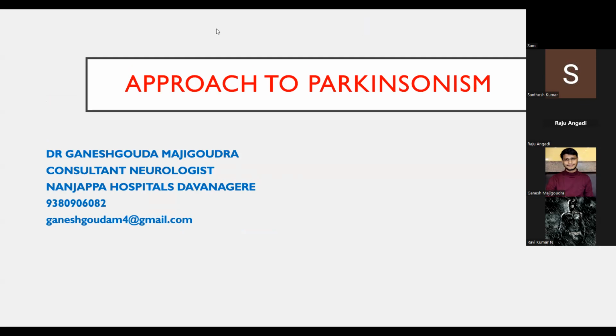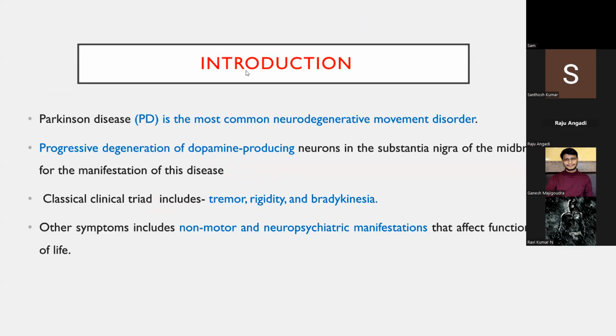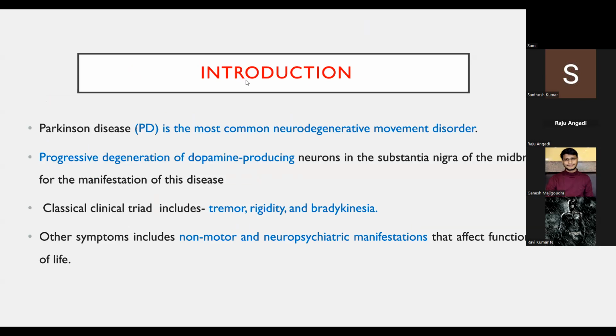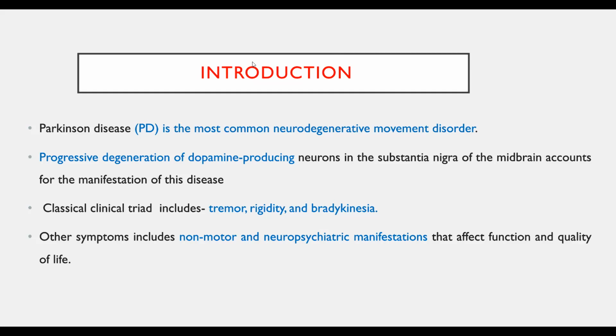Okay, today we'll discuss the approach to Parkinsonism. As all of you know, Parkinson's disease is the most common neurodegenerative movement disorder due to the degeneration of dopamine producing neurons in the substantia nigra and midbrain. Classical triad would be tremor, rigidity, and bradykinesia. Along with that, many non-motor and neuropsychiatric manifestations will be there.